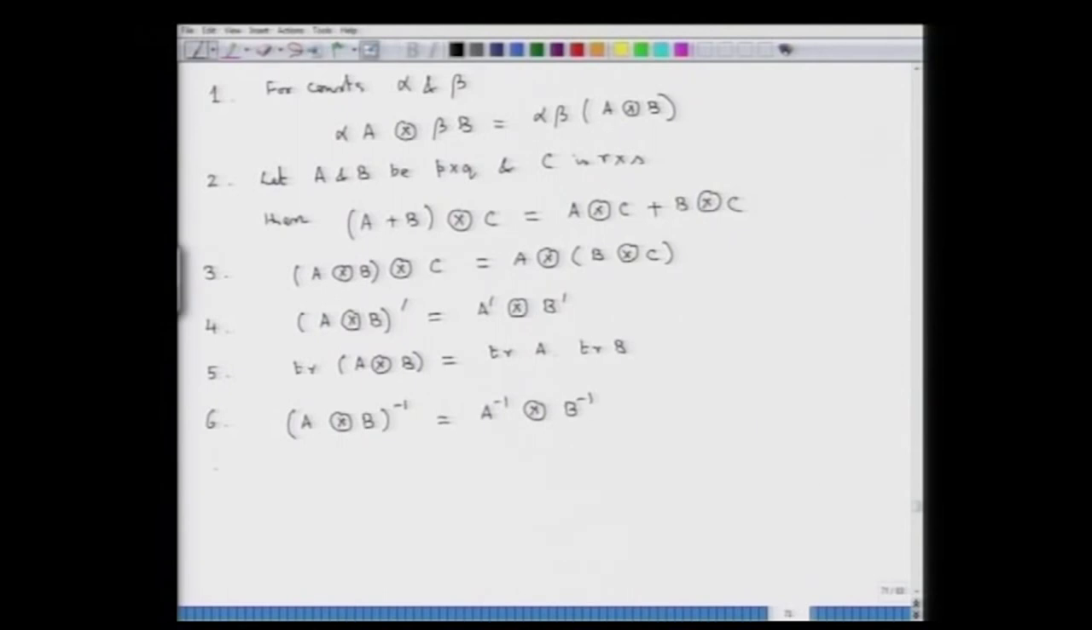We will also be requiring this result here: suppose A is P by P and B is Q by Q, then the determinant of A Kronecker product B is given by the determinant of A raised to the power of the order of the B matrix, multiplied by the determinant of B raised to the power of the order of the A matrix, which is P. Okay. Now, we move on to stating three more results.